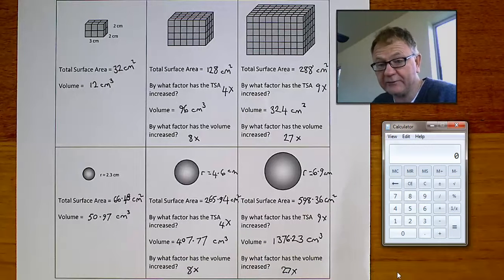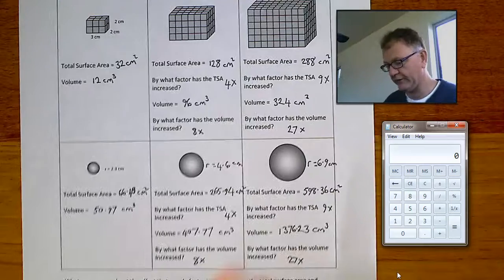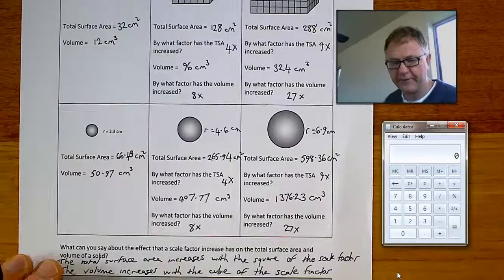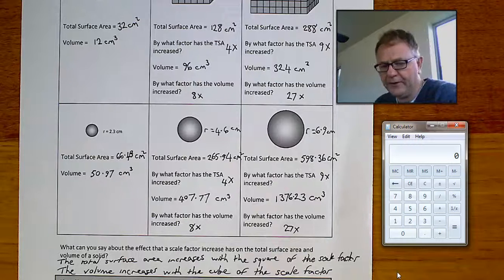27 times. I've written a little summary at the bottom of the page. Can we just squeeze it in there? So, the total surface area increases with the square of the scale factor, but the volume increases with the cube of the scale factor.